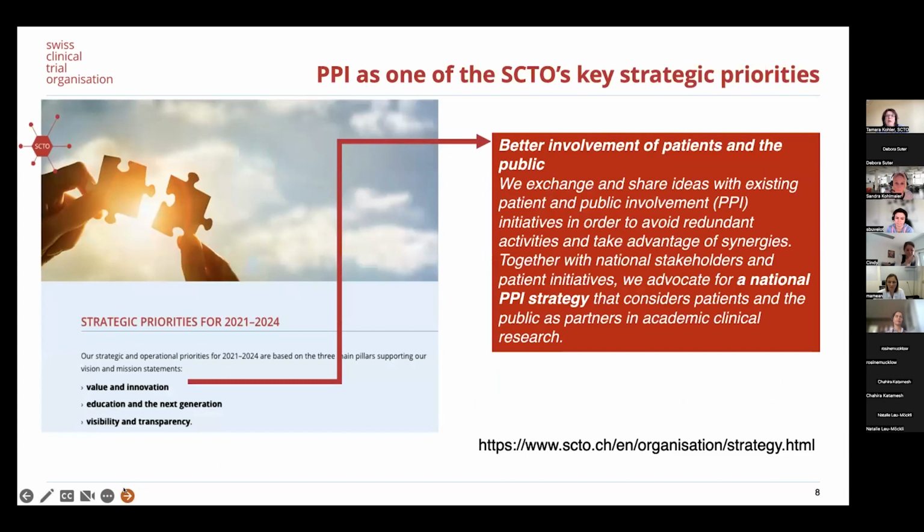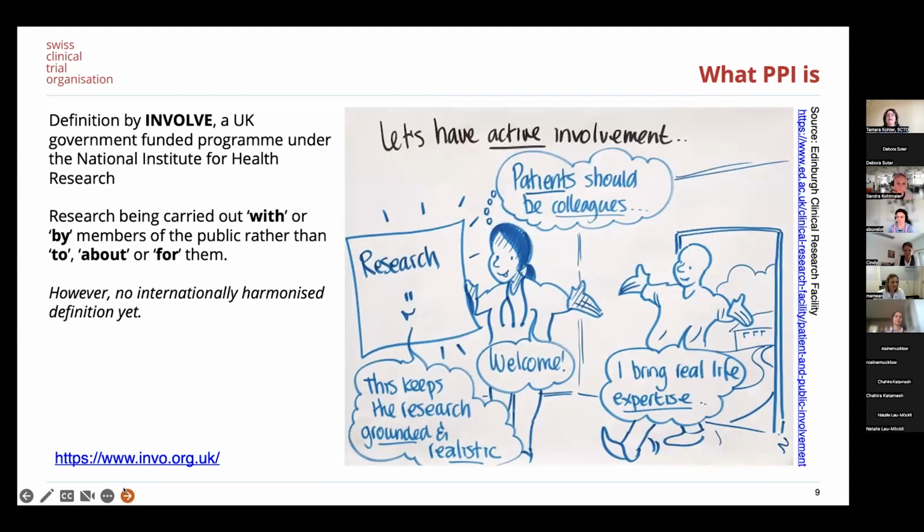So PPI is one of the key strategic priorities at the SCTO. We want to implement patient and public involvement in academic clinical research. So when we talk about patient and public involvement, what do we mean? The definition by Involve, a UK government-funded program under the National Institute for Health Research, defines PPI as research being carried out with or by members of the public rather than to, about, or for them.